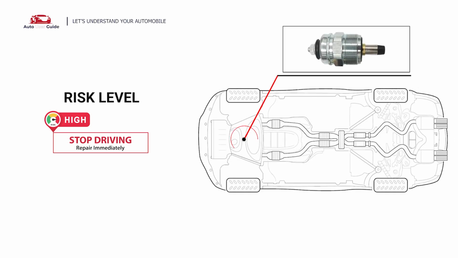This engine code indicates that the ECM has detected an electrical problem with the fuel shutoff solenoid or its circuit. It often includes an illuminated check engine light, poor engine performance, stalling, or a no-start condition. Under this circumstance, stop driving and repair your vehicle immediately.